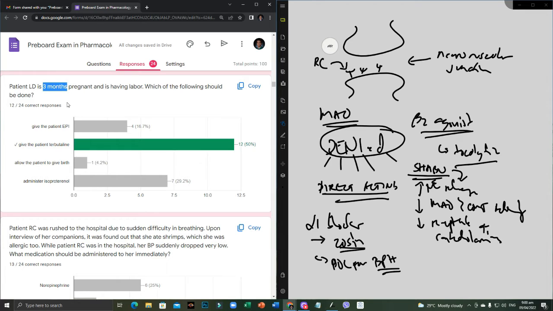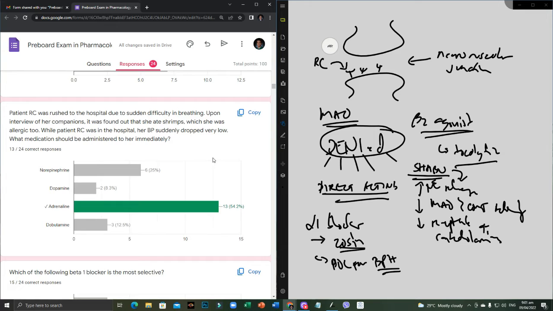Isoproterenol is rarely used. I've never seen it being used for pregnant women. Normally, we give this for asthmatic patients. The reason is that isoproterenol also binds to beta-1 receptors. It can be used, sure, but we have a better option here, which is terbutaline.